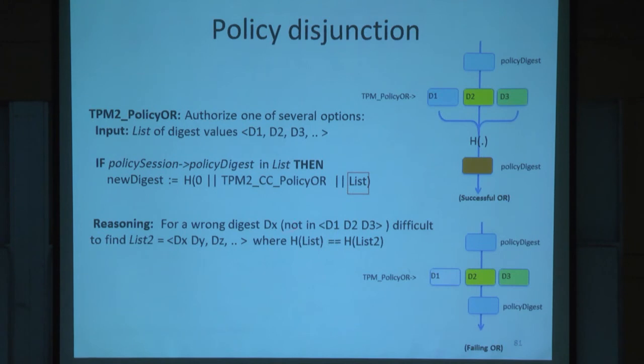And the idea is that if you try to run this policy OR when the current policy digest is not one of these 3, then the policy OR will fail and the policy digest will stay the same. So for example, here you have a blue digest, blue which is the value of the policy digest, but blue is not one of the authorized values, then the policy digest stays as blue and you will not be able to issue the command at the end.